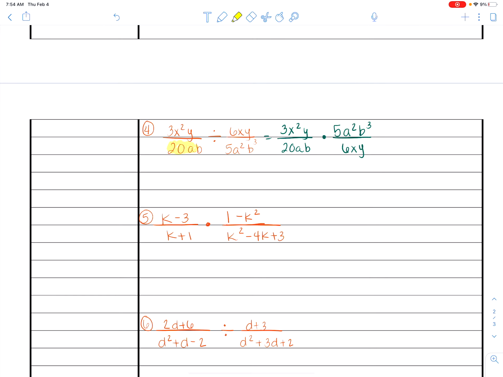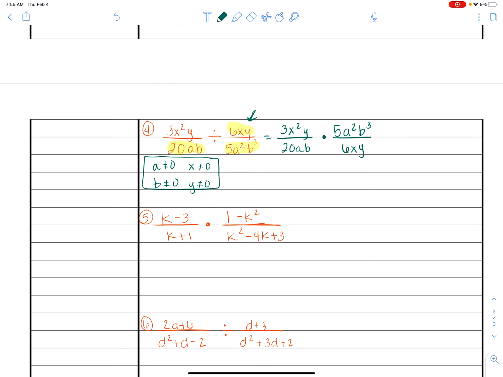So I'm looking at 20ab, 5a squared b, and 6xy. Now, again, there's no plus or minus, so the only number that would affect us is 0, so we know that a can't be equal to 0 because then the denominator would be 0. B can't be equal to 0 because the denominator would be 0. But then because we're dividing this numerator, that's also going to put x and y in our conversation of numbers that we cannot have. So we're going to simplify this, assuming that a, b, x, and y do not equal 0.